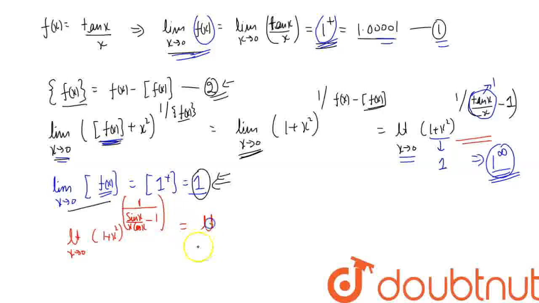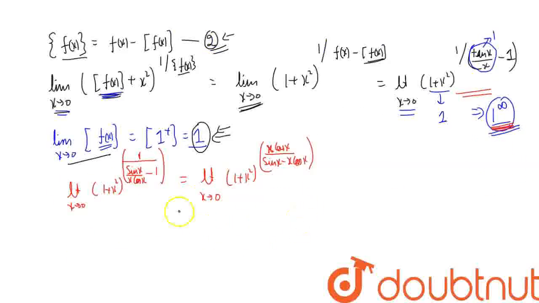Now if we solve this ahead, we get the limit as x tends to 0 of 1 plus x square, and if we take the LCM, we get x cos x in the numerator of the power, and in the denominator we have sine x minus x cos x. So this is in the power. Now, as we have seen, this limit is a 1 to the power infinity kind of indeterminate form. So now we are going to solve this limit.